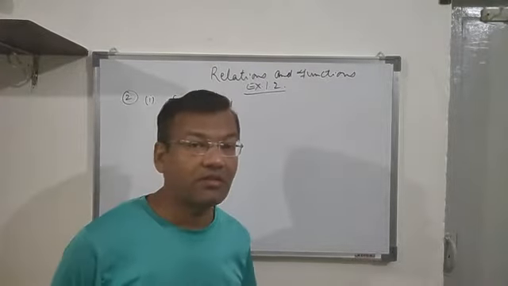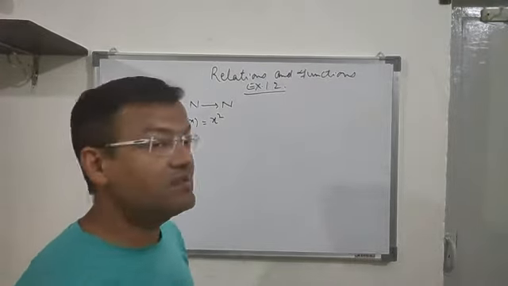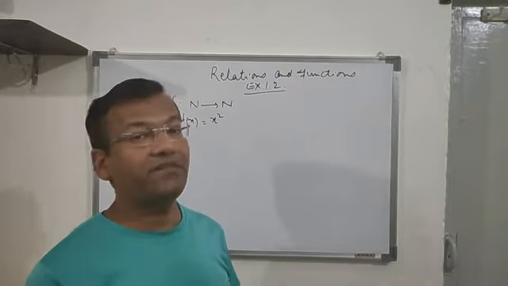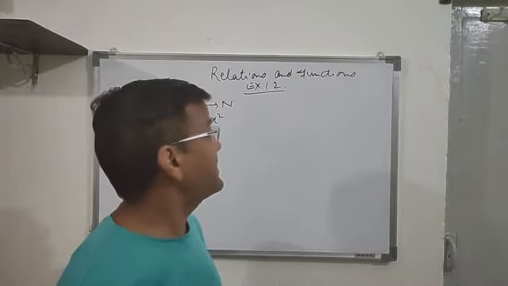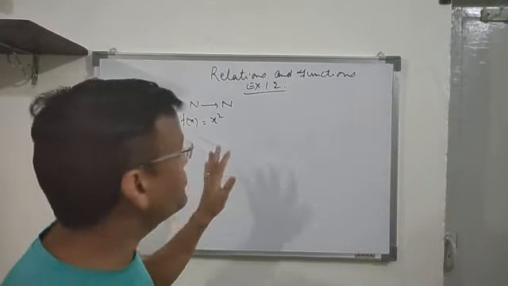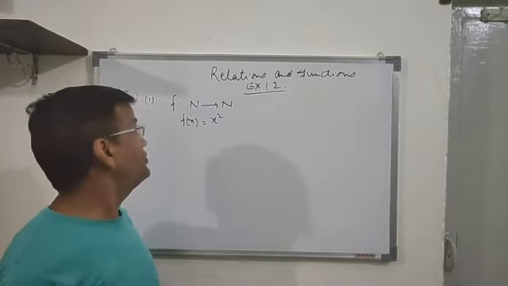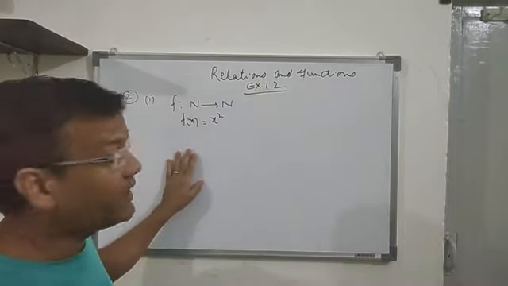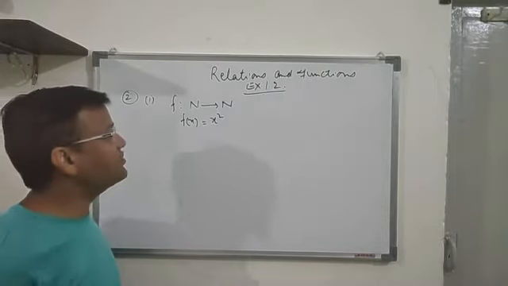Welcome to the new session of the chapter Relations and Functions. So till now we were in exercise 1.2 and question number 1 we have completed. Now I'm coming to question number 2. Question number 2 is there is a function f: N to N defined as f(x) equals x square.